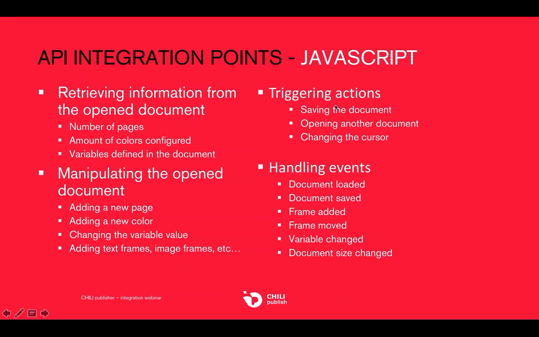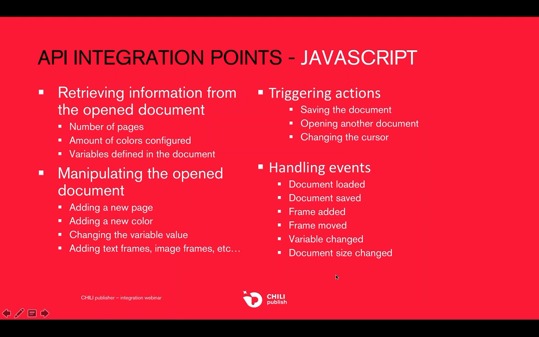Some of the other things we can do, we can trigger actions. We can ask the editor to force a save. We can open up another document. If we wanted to change from piece to piece, we definitely could. We can also change the cursor. So if we wanted to go from a text tool to a pointer tool in order to give the user different functionality, we could force the editor to do so.